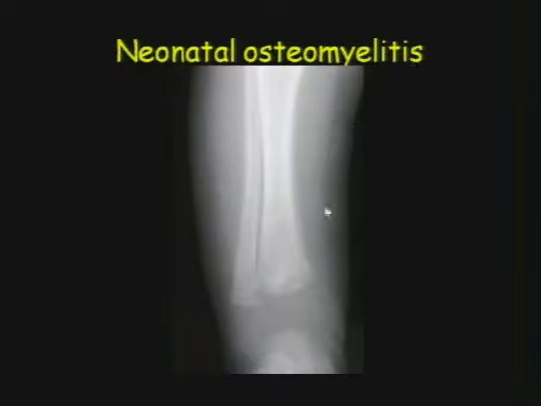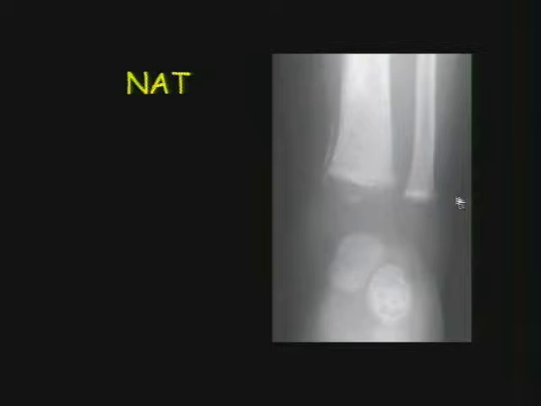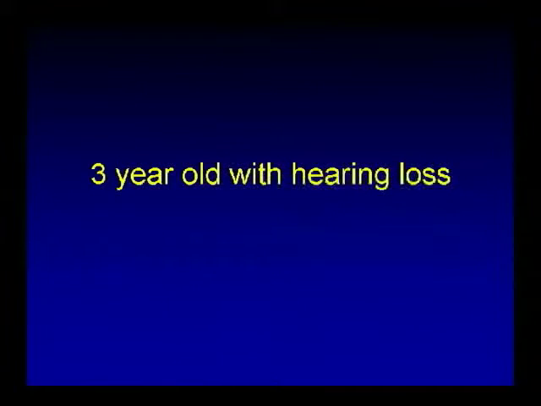Some other causes of periosteal reaction: here you can see metaphyseal irregularity and lucency along with periosteal reaction in this patient with neonatal osteomyelitis. Again, another classic metaphyseal lesion, bucket handle fracture in this patient with non-accidental trauma with periosteal reaction.